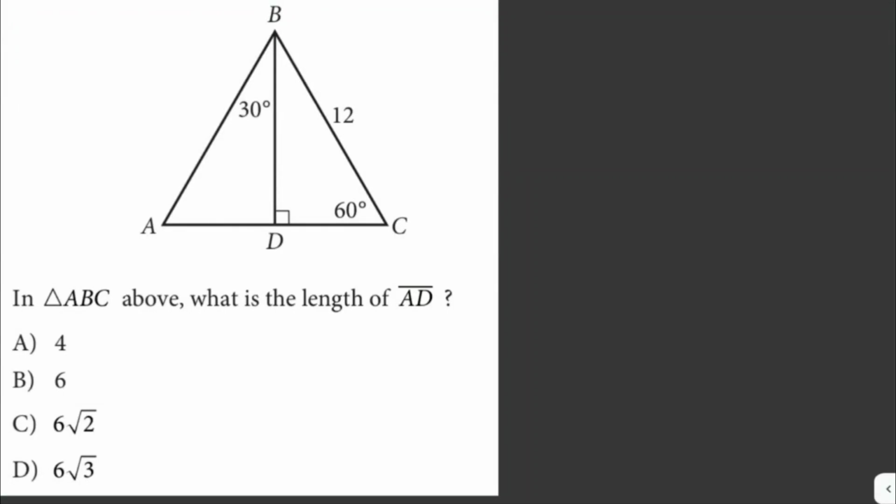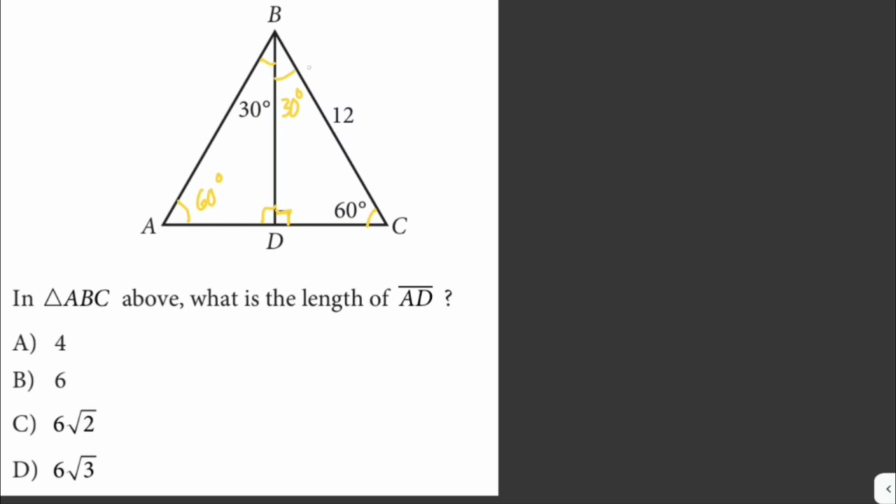In triangle ABC above, what is the length of side AD? So we're given here these angles, and this is 90. Since this is 90, this is also 90, and therefore this is also 30 degrees, and this one is 60 degrees.